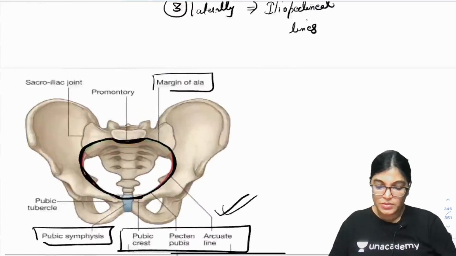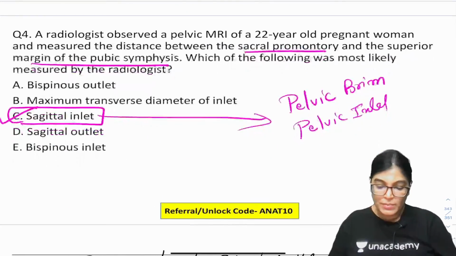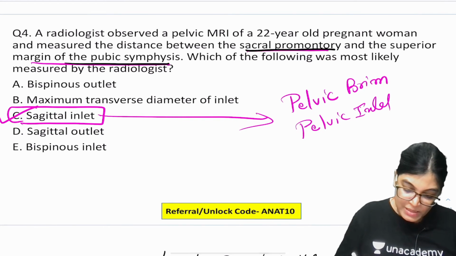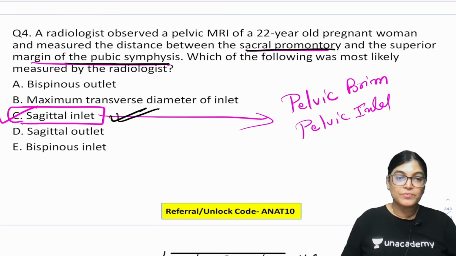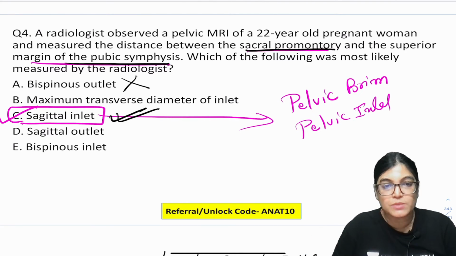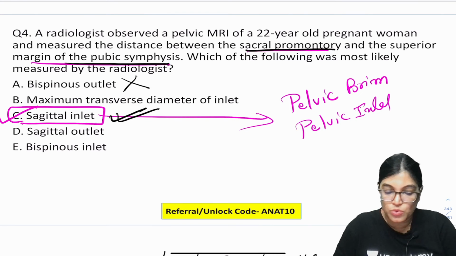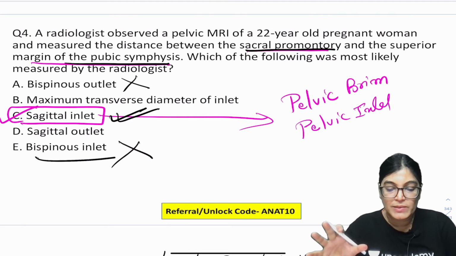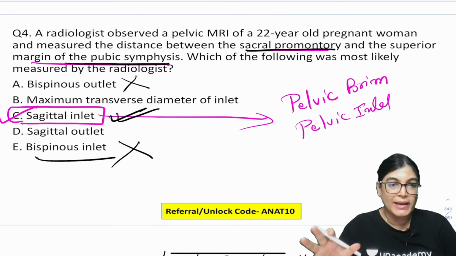So got it. That means sacral promontory and superior aspect of pubic symphysis correctly indicate the pelvic inlet. Bispinous outlet is not the correct answer; that is the distance between the ischial spines. Bispinous inlet is also not correct, as that is actually the distance between the ischial spines.